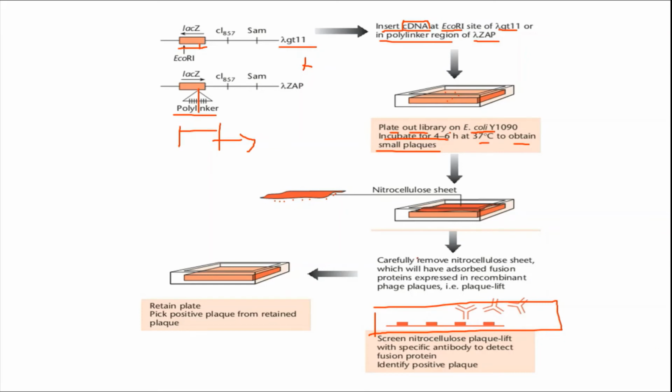Carefully remove the nitrocellulose sheet, which will absorb the expressed fusion protein, because the cells produce the cloned gene protein, the expressed recombinant protein, in the plaque. Plaque means lambda phage infected bacterial cells. That's all. Lambda phage infected bacterial cells are called phage plaques.